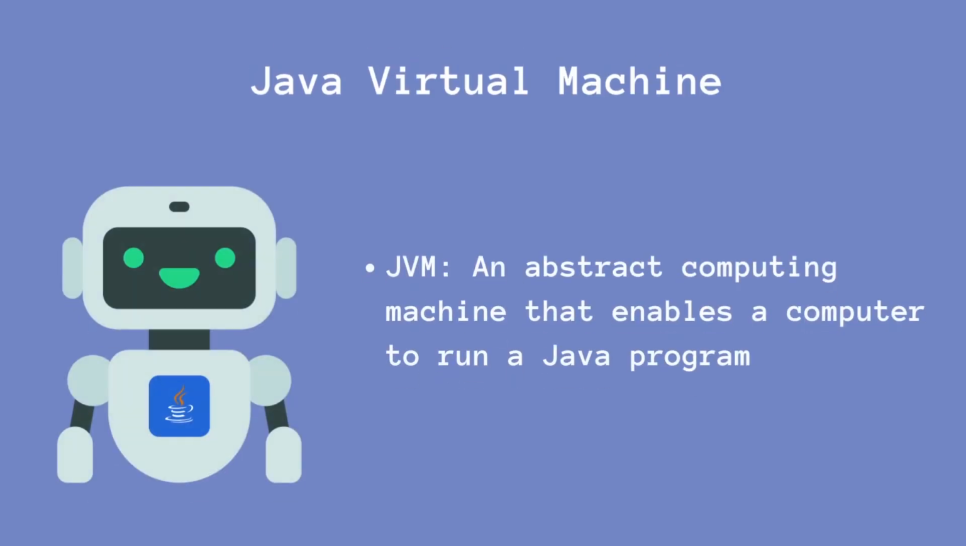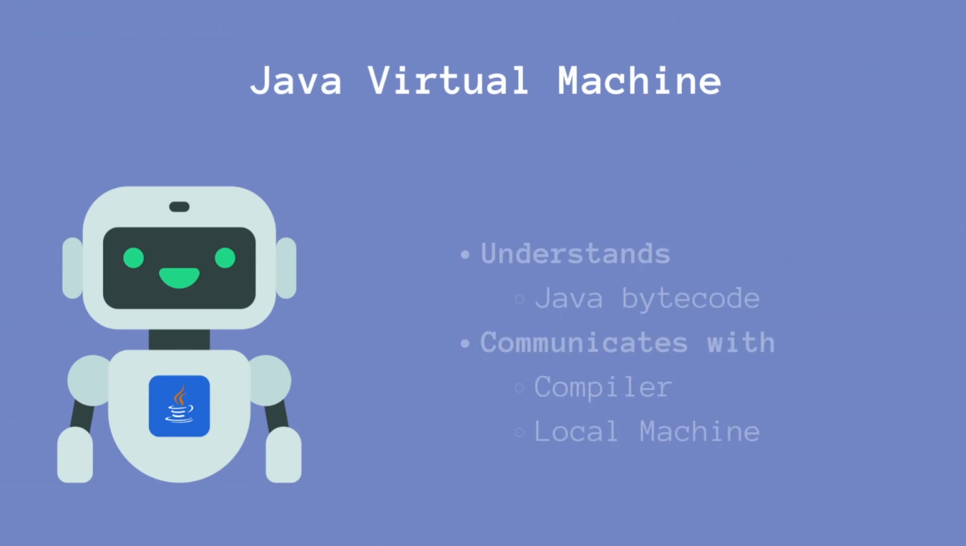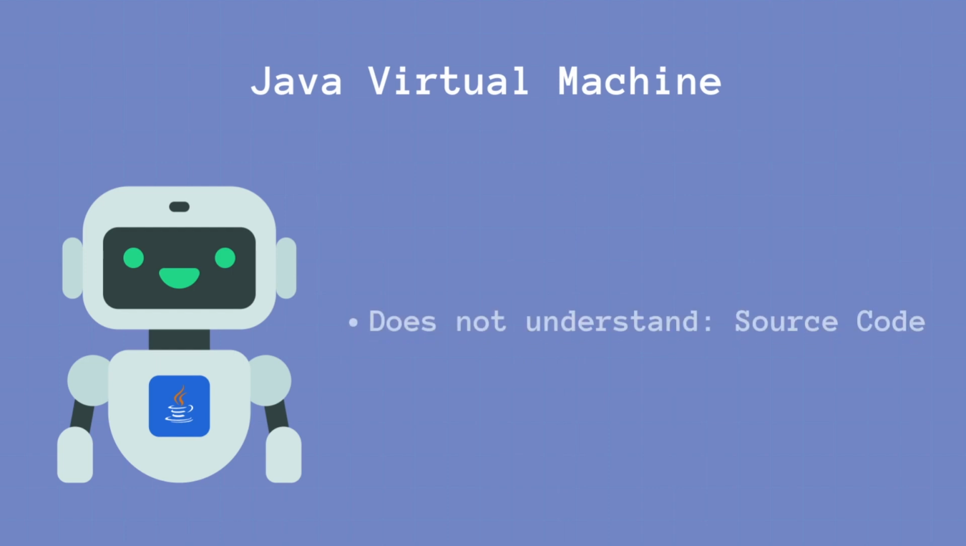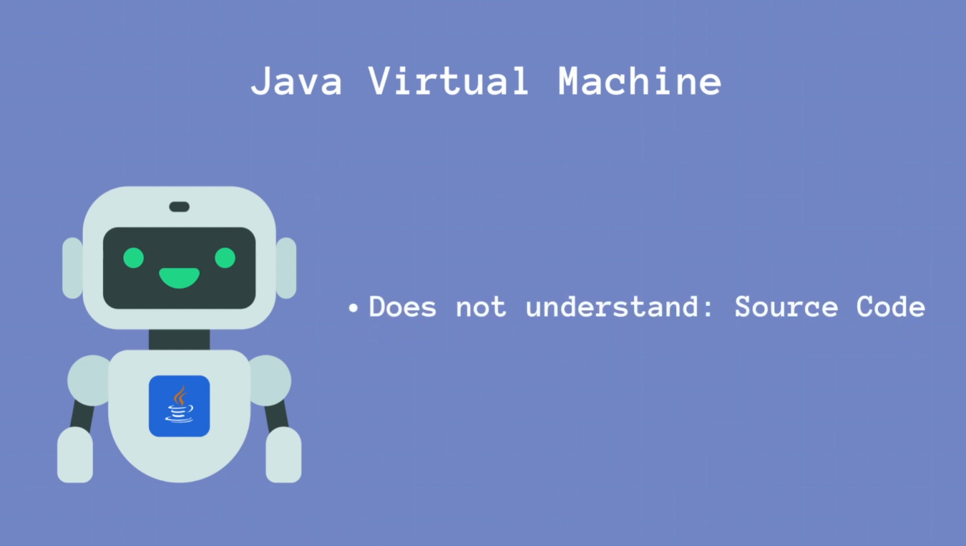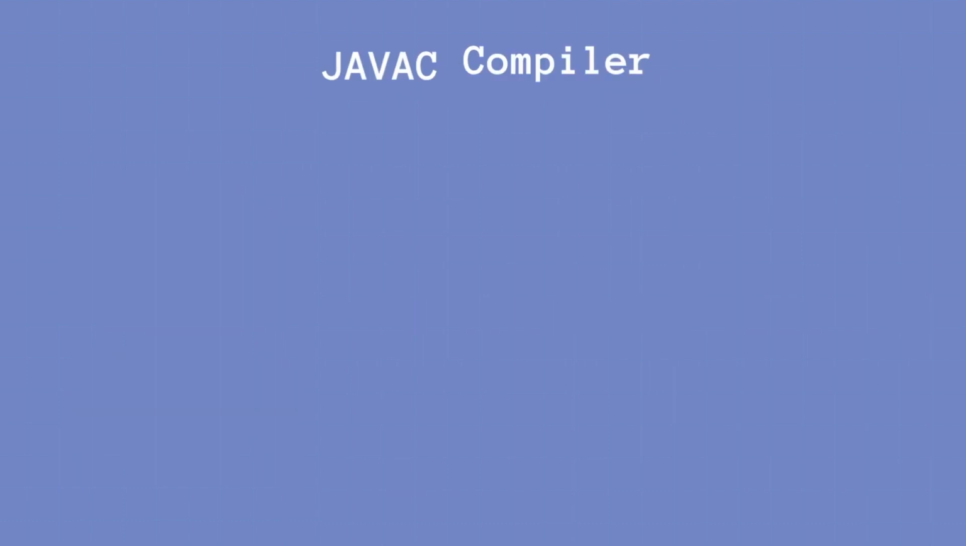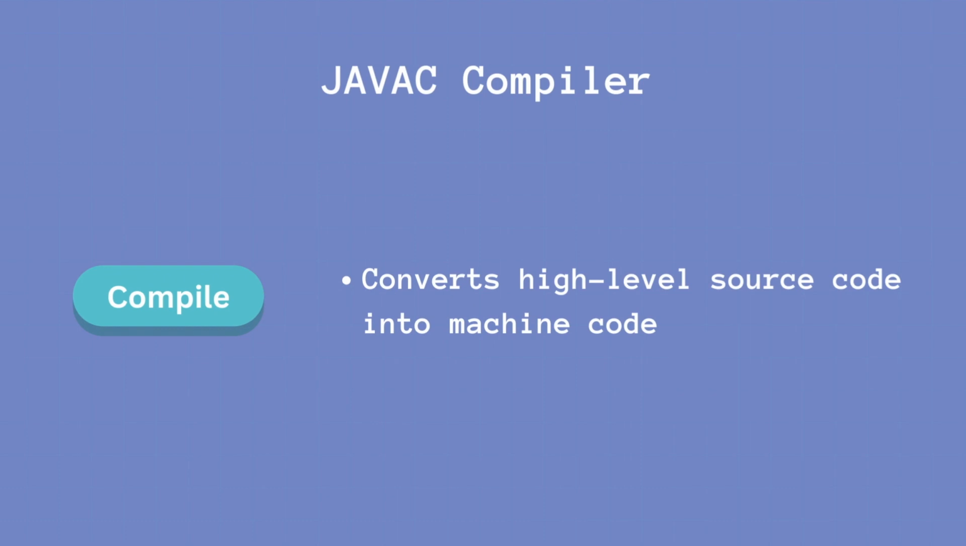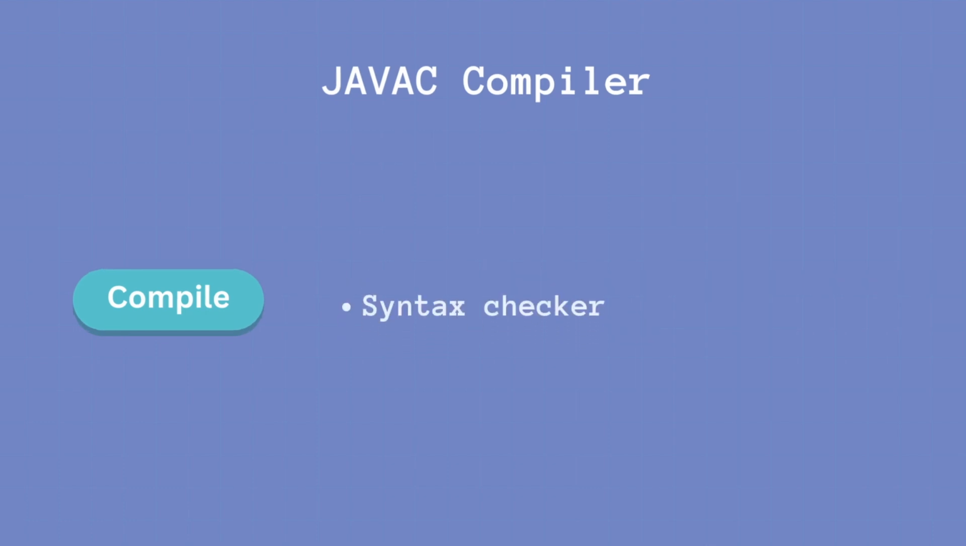Our second communicator is the JVM, which is an abstract machine that enables a computer to run a Java program. JVM understands Java bytecode, and it communicates with the compiler and the local machine. It does not, however, understand source code, which means it cannot directly communicate with humans. Our javac compiler is our translator as it understands source code and Java bytecode. It converts our high-level source code into machine code, making it possible for the computer to execute the code and produce the desired output. It also checks the source code for syntax errors and other issues such as missing semicolons or unmatched brackets, and it generates messages if it finds any issues.